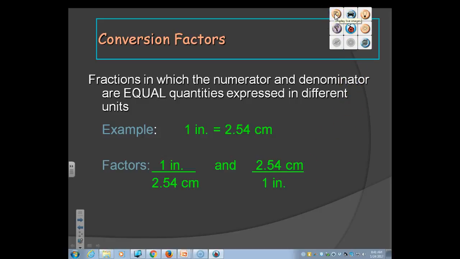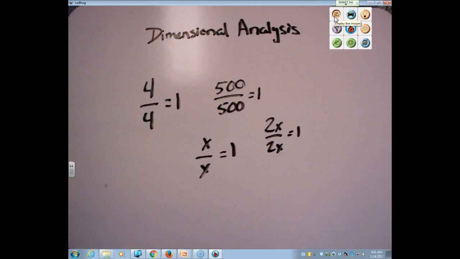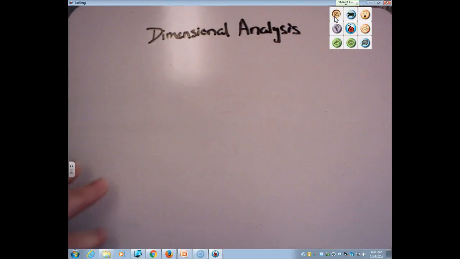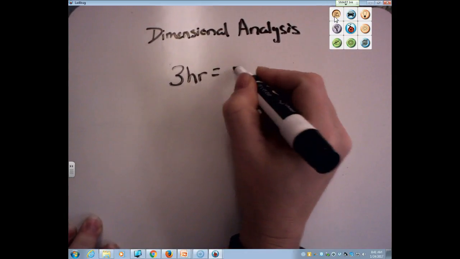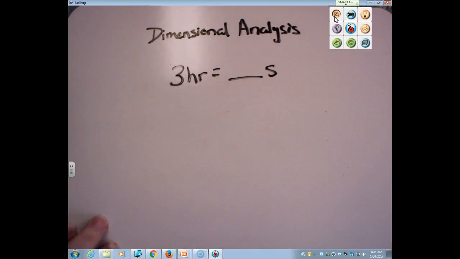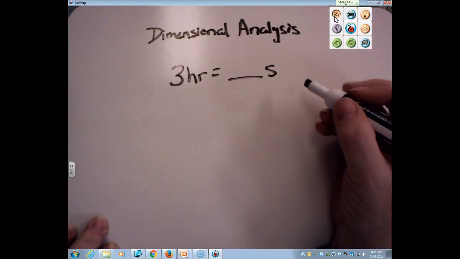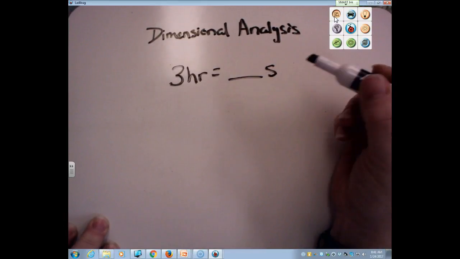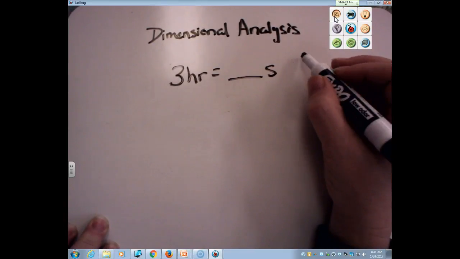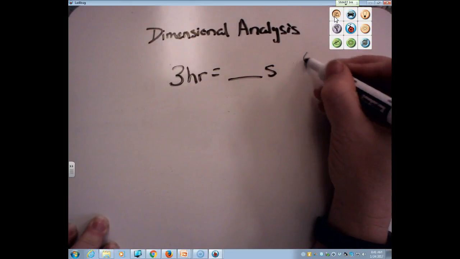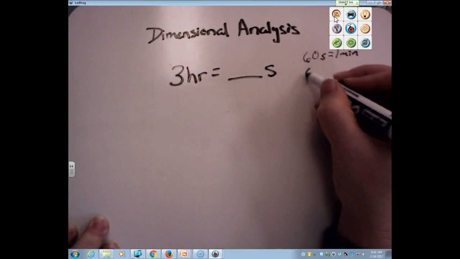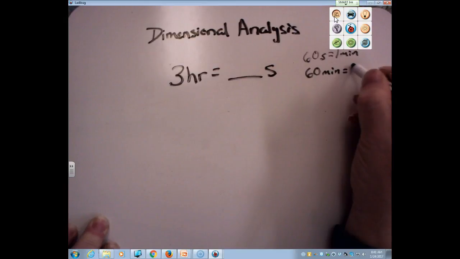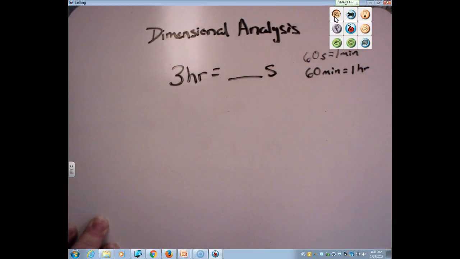So let's start off with one here, and let's talk about how many seconds are in 3 hours. Well, we would need to know some conversion factors, and I expect you would already know some of these. I don't know how many seconds are in 3 hours. I do know that there are 60 seconds in 1 minute, and I know that there are 60 minutes in 1 hour. So those are going to be the two conversion factors that I'm going to need to use.